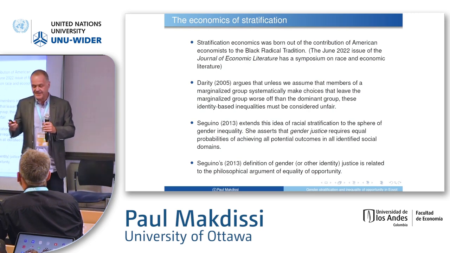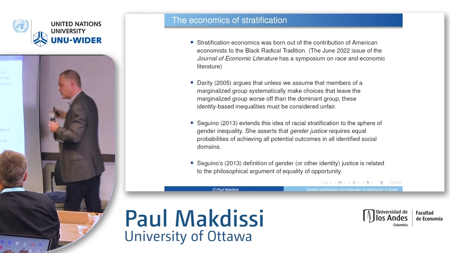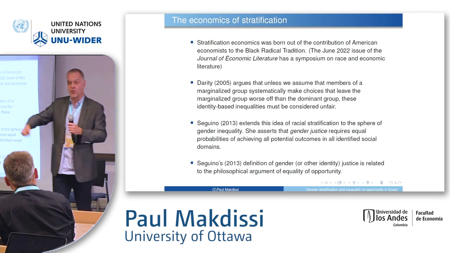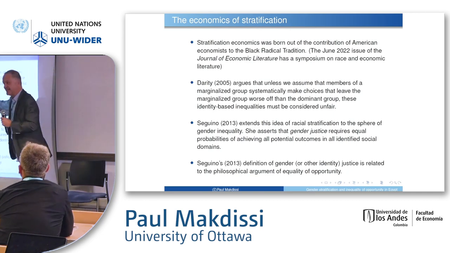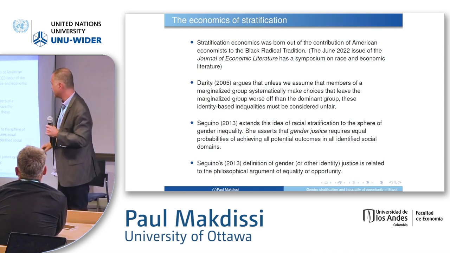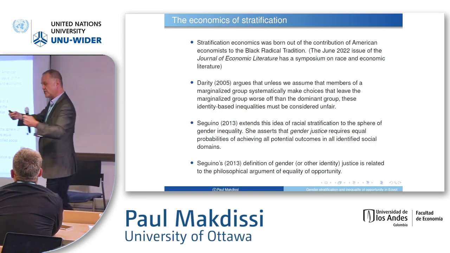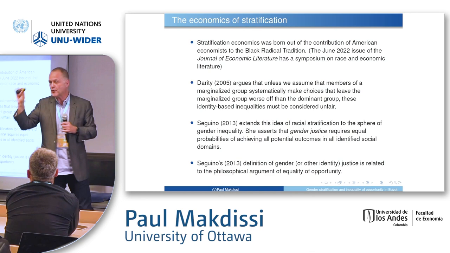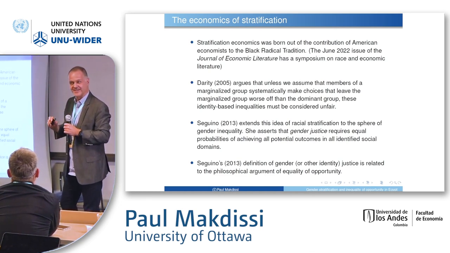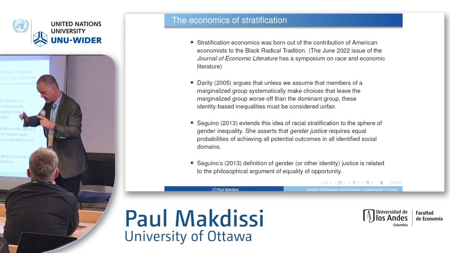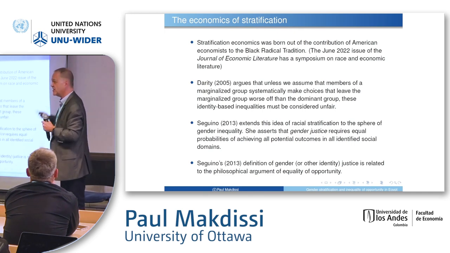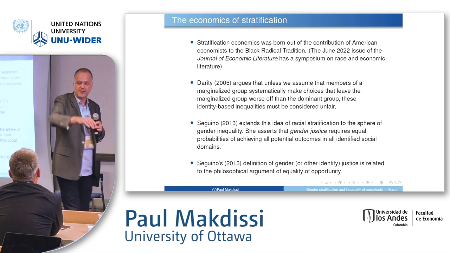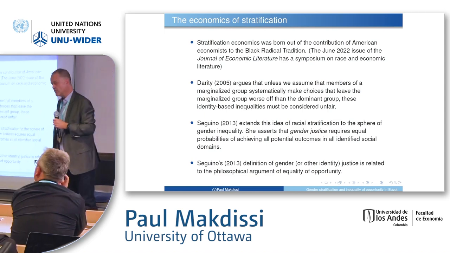Darity argues essentially that unless we make a strong assumption that marginalized groups behave and make choices that go against their own interests, we should consider differences or inequality that are based on identity as unfair. Stephanie Seguino borrowed this idea of racial stratification and brought it into the gender sphere. As she talks about gender stratification, she defines what in her mind constitutes gender justice. She says we achieve perfect gender justice if the probability of achieving each social position or each social outcome is exactly the same for each identity group.